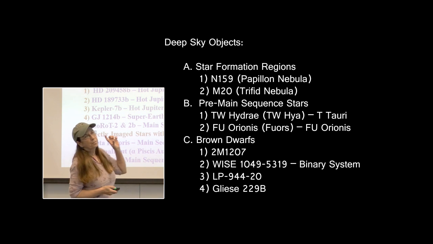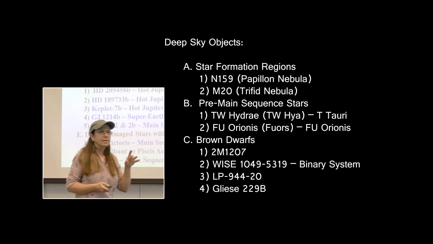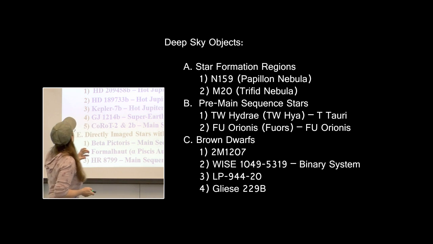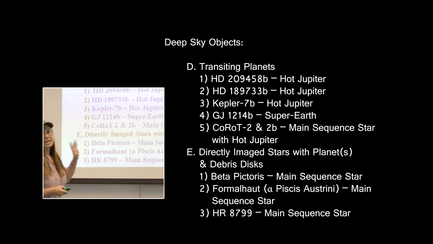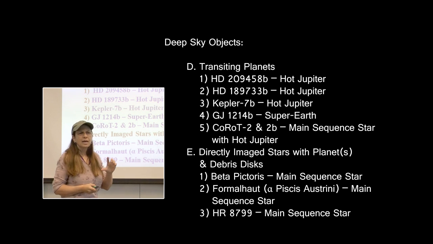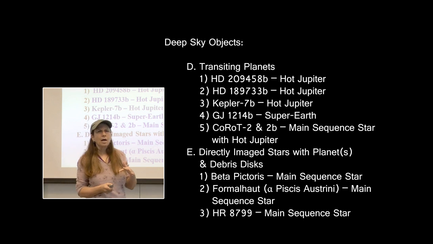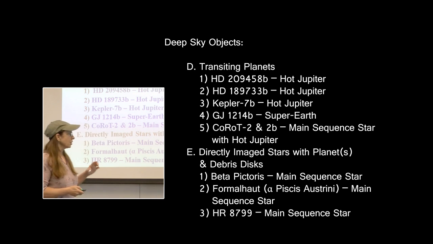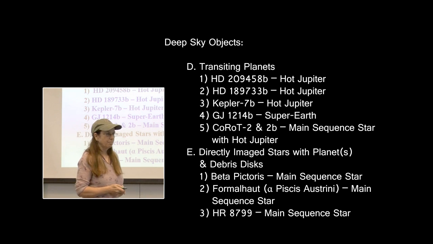There are 2 pre-main sequence stars. There are 4 brown dwarfs, which are also pre-main sequence stars. I'll get into that in a little bit. And the exoplanets themselves are divided into 2 categories depending upon the method of detection. So we have transiting planets, 5 objects there, and 3 objects that were directly imaged.